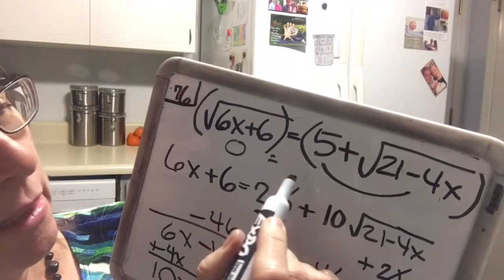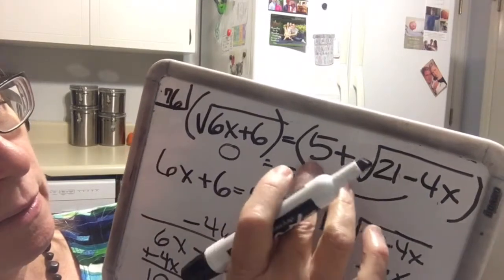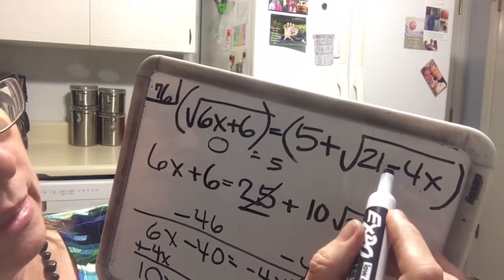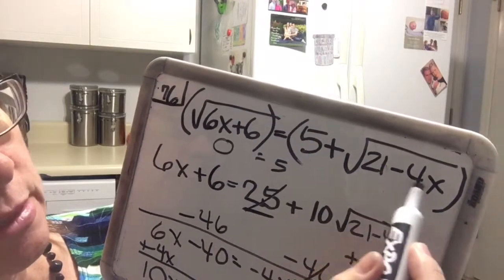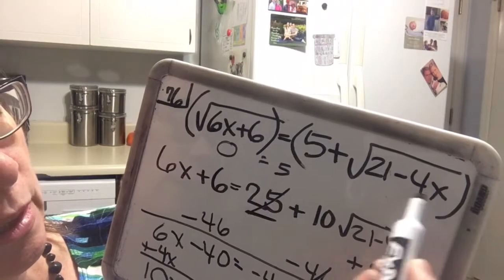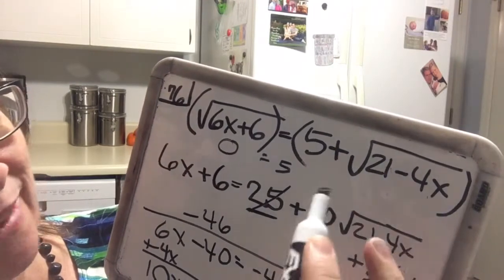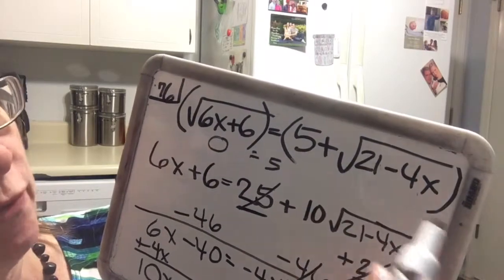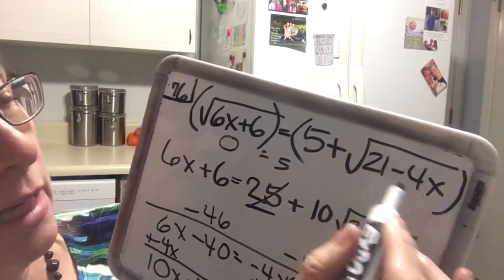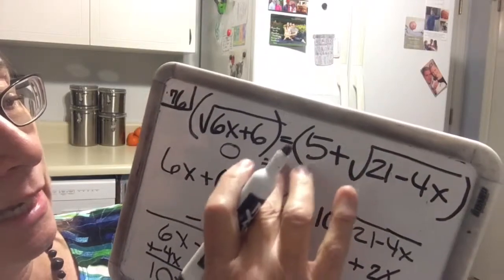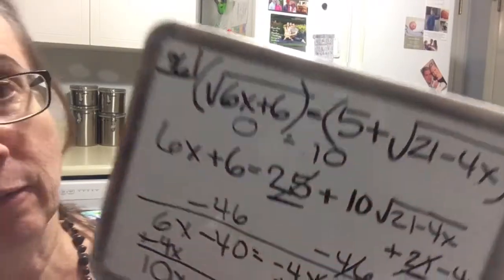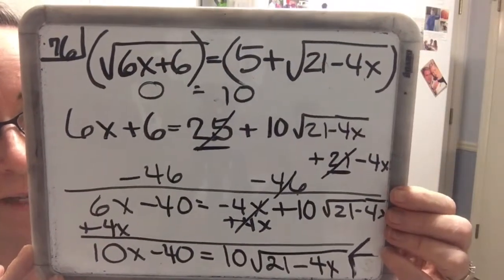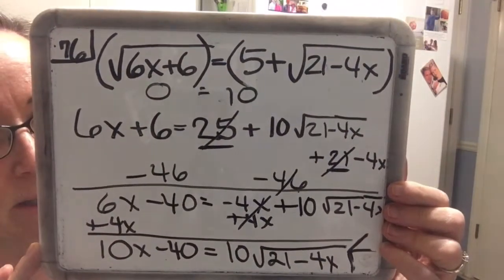On the right, I get a 5, and then 21 minus, and we're plugging in a negative 1, so that's going to become a plus 4. 21 plus 4 is 25, but the square root is 5. So we get 5 plus 5 is 10. And 10 is not equal to 0. Okay, so our first answer, negative 1, does not work.